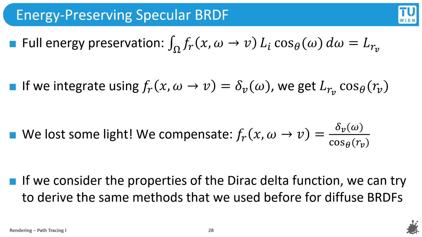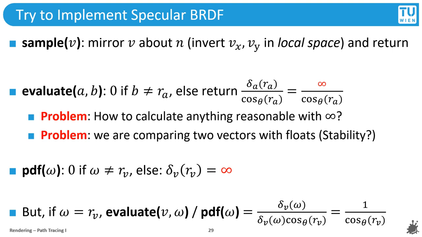So since we know the PDF that we want to use, the delta function of v, and the actual BRDF values, we can try to implement the same functions as we did for the diffuse BRDF in code. The sampling method is easy. If we have a given vector v and normal n, the only sample that we can generate with the delta distribution is the mirror direction of v. But for the other methods, we face a problem.